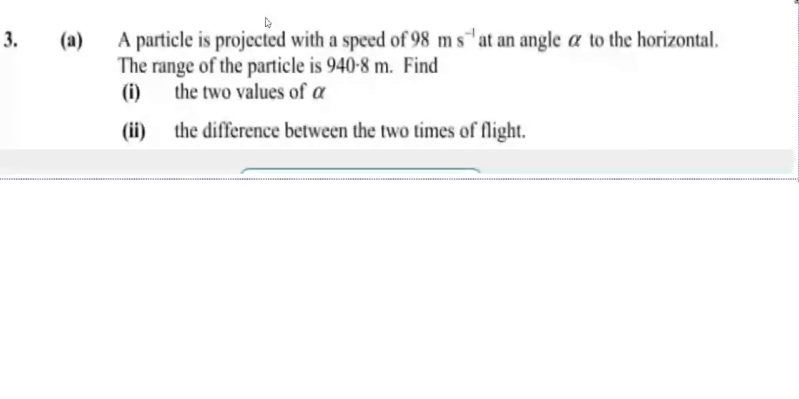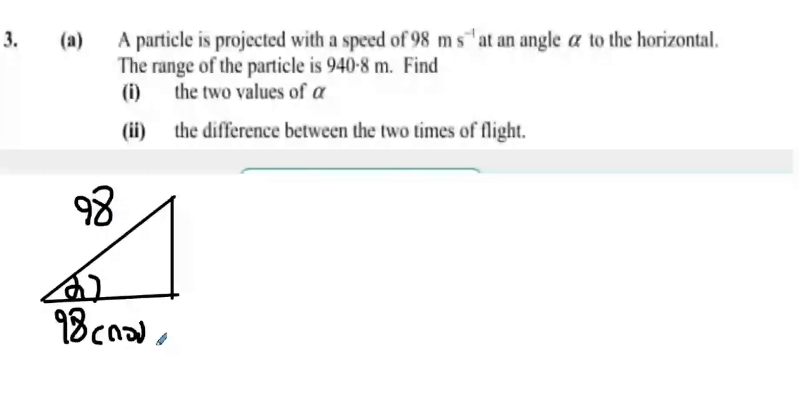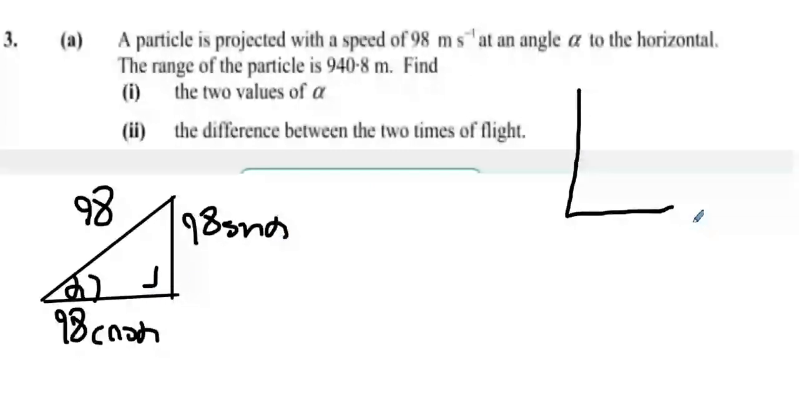Guys, this one's projected at 98 at an angle. What is it again? Angle alpha, yeah. So what do we get here? 98 cos alpha and 98. Okay, just the usual deal.